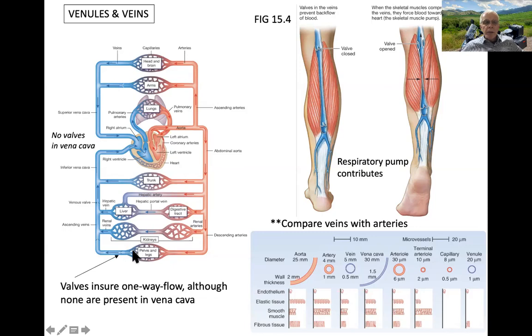So as the blood moves through the veins and is squeezed, there's a muscle pump like in our legs, which we'll talk about next, which in addition to the pressure gradients tends to move the blood back up toward the heart.